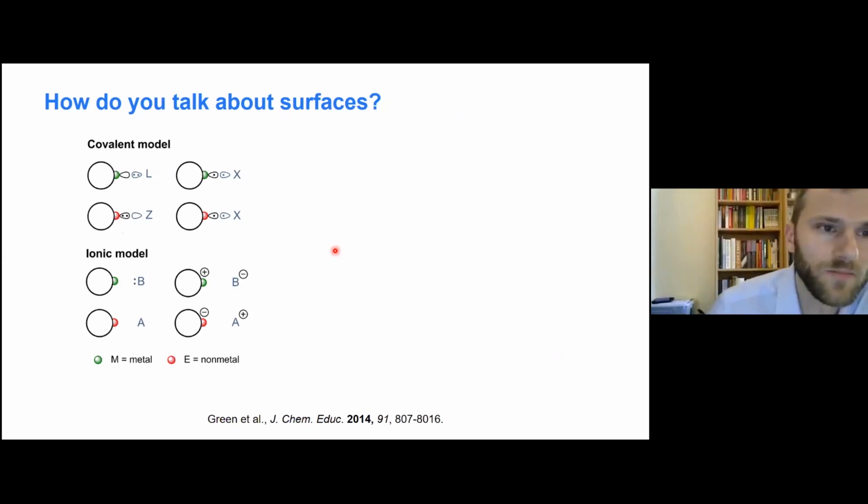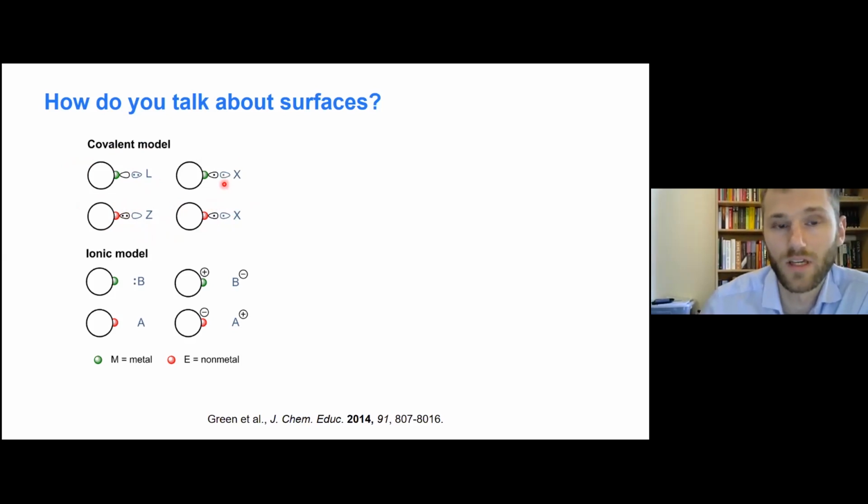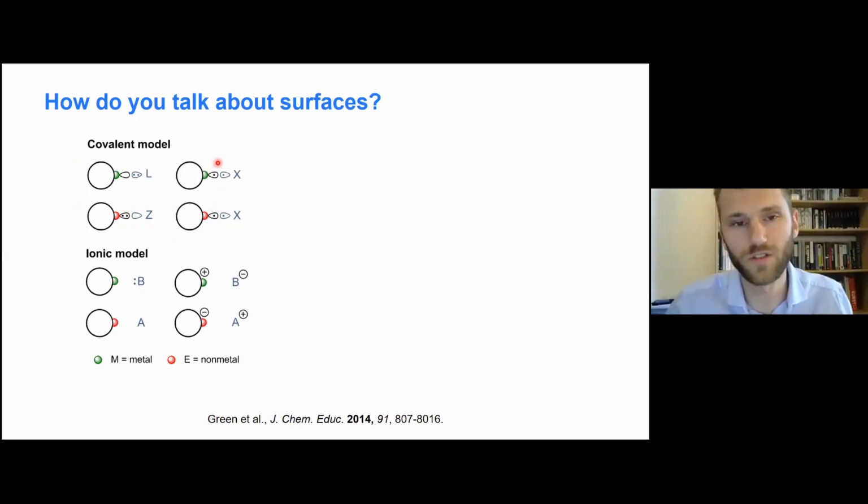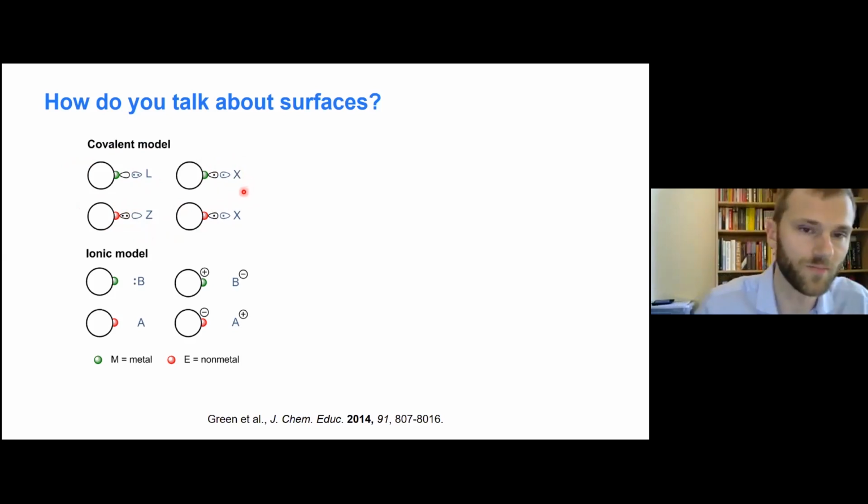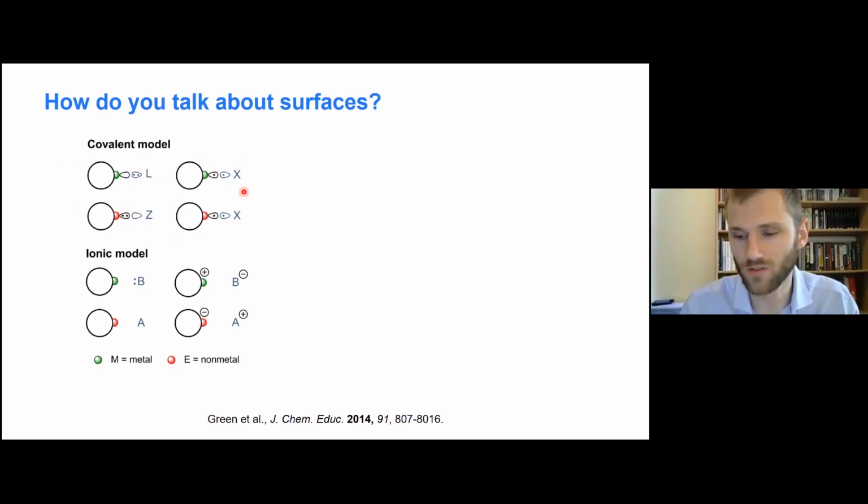about surfaces. So Green introduced this LXZ covalent bond classification to classify ligands. And so here we have a Lewis base, Z-type is a Lewis acid, X-type donates, in the official definition, 1 electron to the nanocrystal bond in its neutral form.